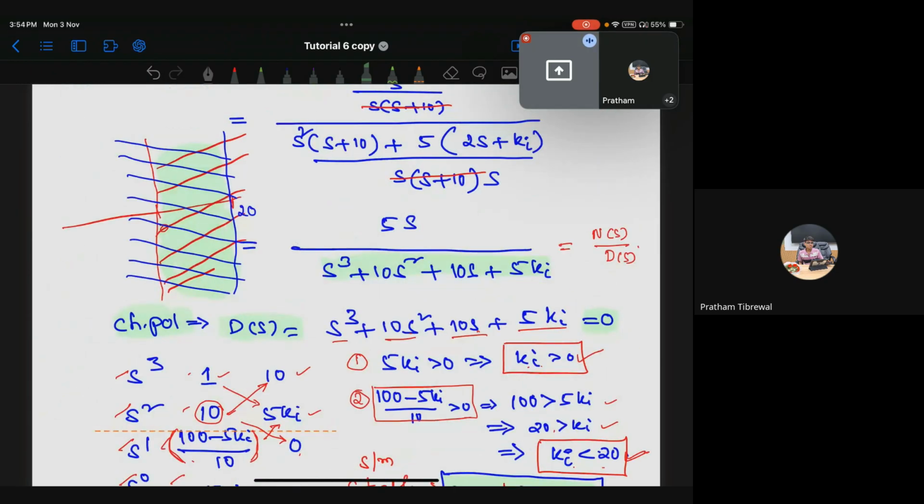System stable in the sense, you take any value of ki, for example, between 0 and 20, say ki is equal to 5 or 50. So you will get roots with negative real parts. What do we mean by negative real part? The first term is negative. The second term, the imaginary term, you can have anything, positive or negative, it does not matter.